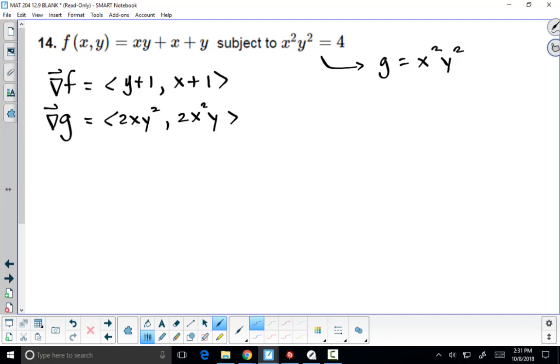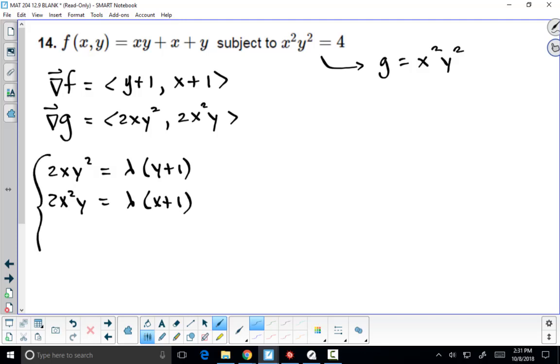Do you want to put lambda in front of del f or lambda in front of del g? Del f. Del f, okay. It doesn't matter which one we do, we could do it in front of either. So our three equations will be those two by setting them parallel, and then our constraint is our third. All right.